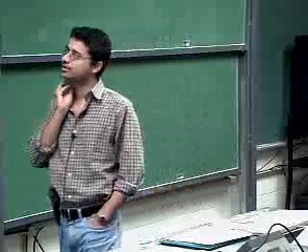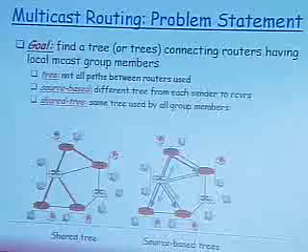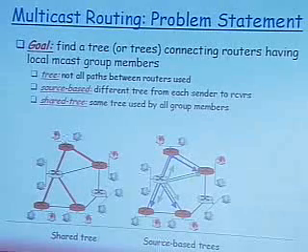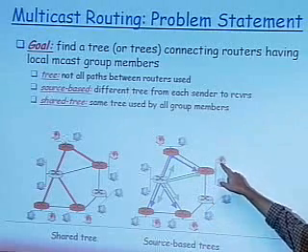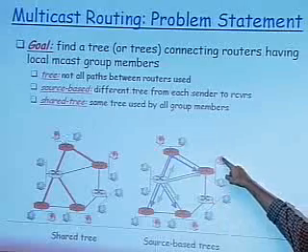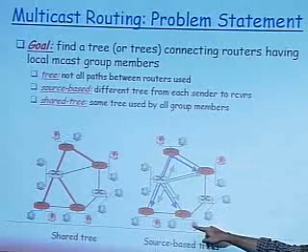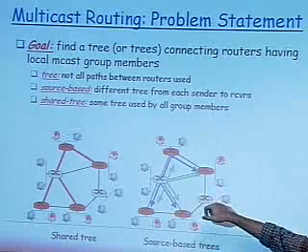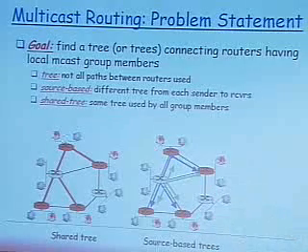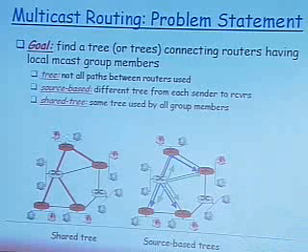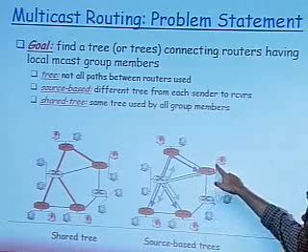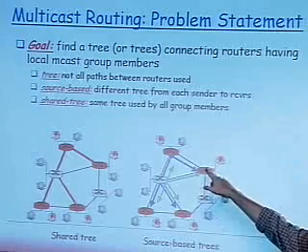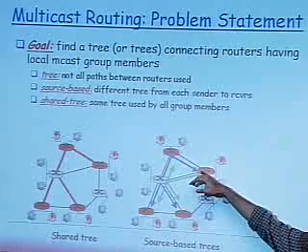So first, let's look at multicast routing. In this scenario, you have these end receivers which want to participate in a multicast group. Those are denoted by the red end hosts. They are connected to routers. And the multicast routing problem statement is to find a tree that connects all the routers which have end hosts that want to receive messages sent to this multicast group.